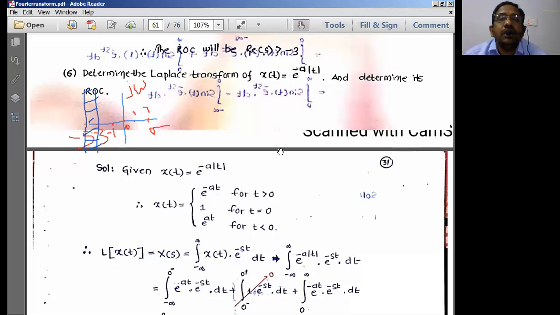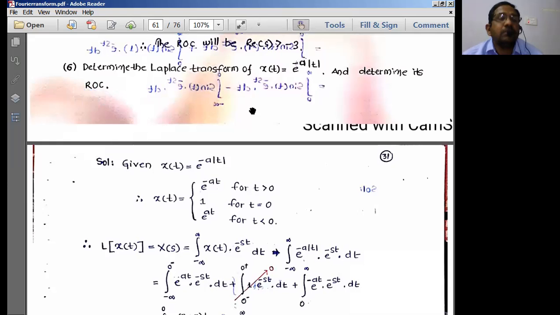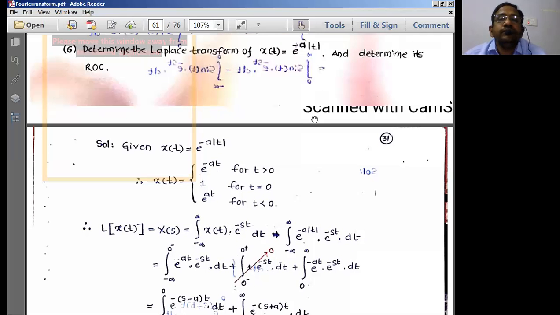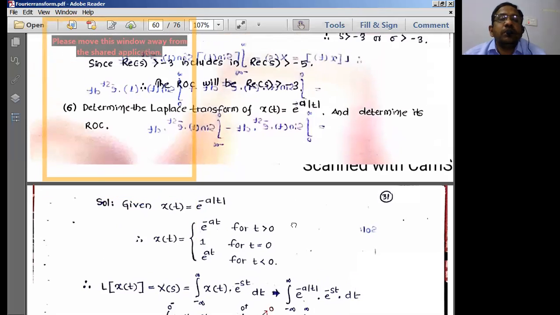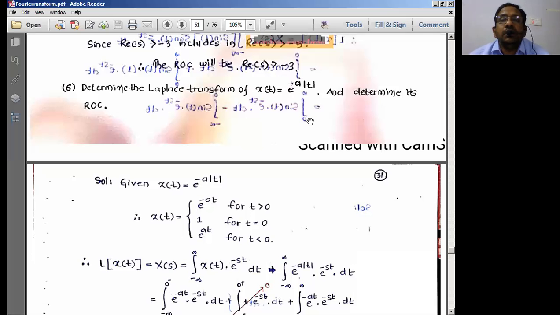Now we can move on to another problem. Let us look into another problem now. That is x of t is equal to e to the power minus a mod t, and determine the ROC. Let us see this particular problem now.